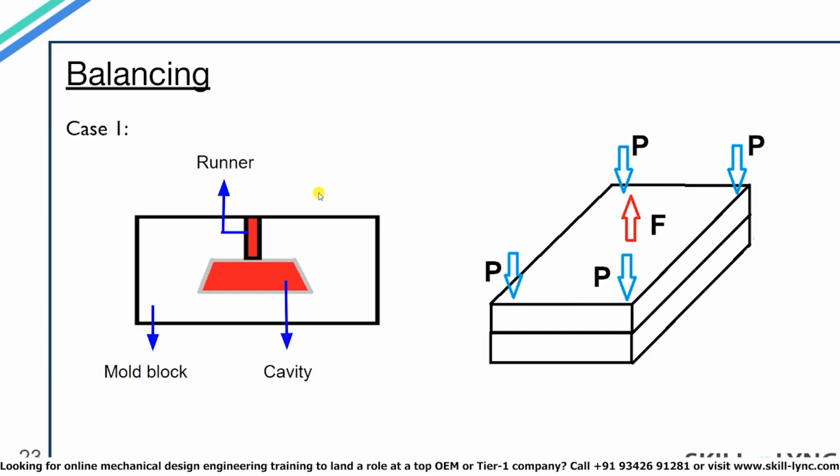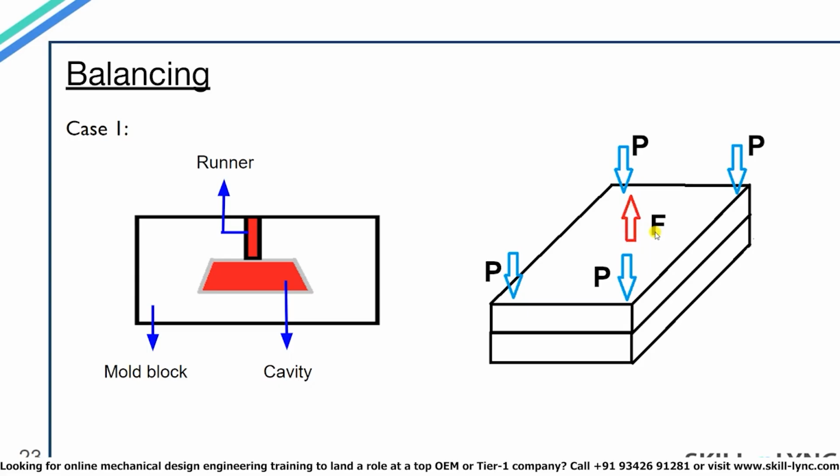The diagram which you see on the left is the side view of the mold. You can see the runner, cavity and the mold block. And on the right you can see the same mold block in an isometric view. In the first case, you can see the runner is at the center of the mold. So when the molten material is injected into the mold, there will be a force at the center of the mold blocks which will try to separate the mold blocks from each other. This force is denoted by the letter F in the diagram.